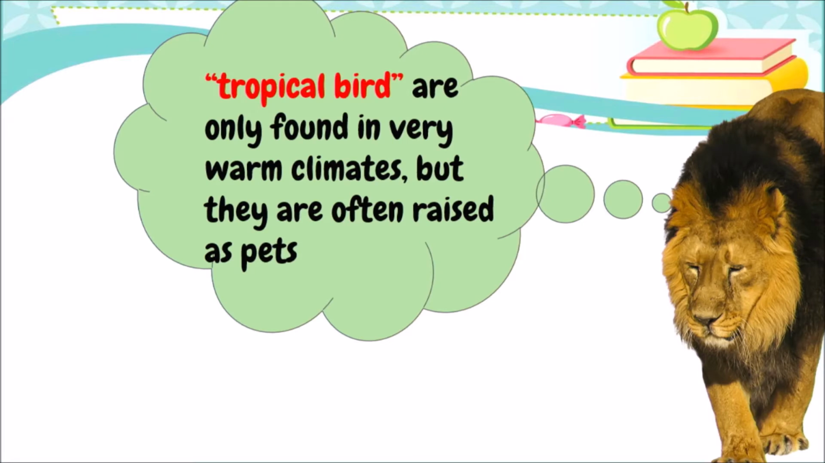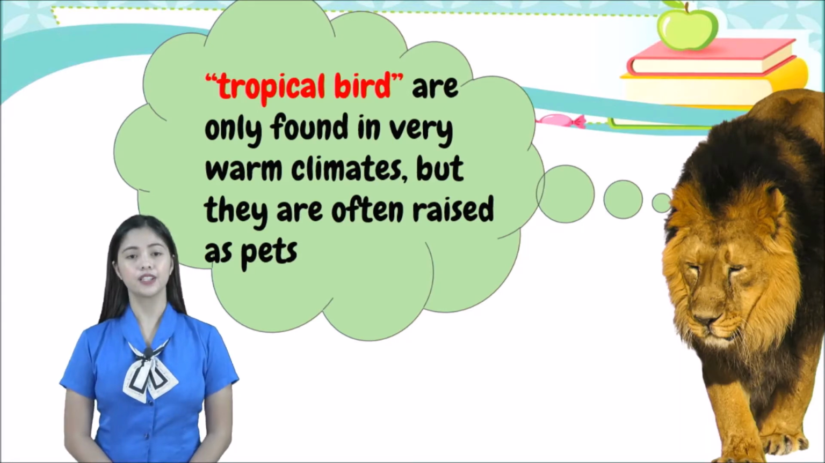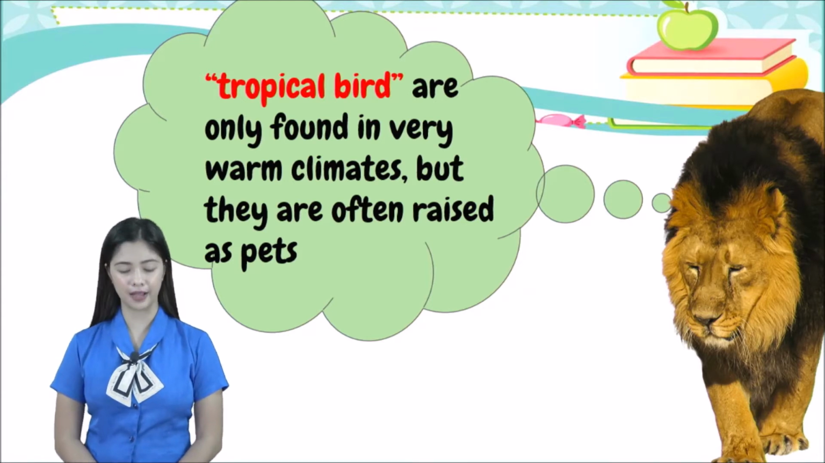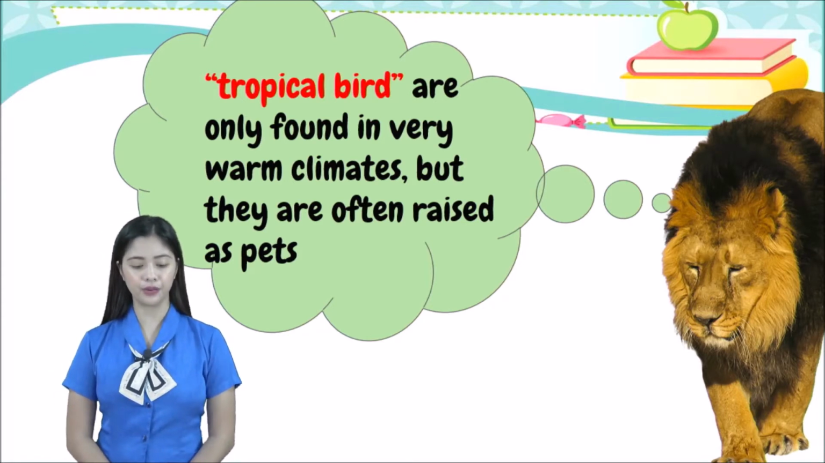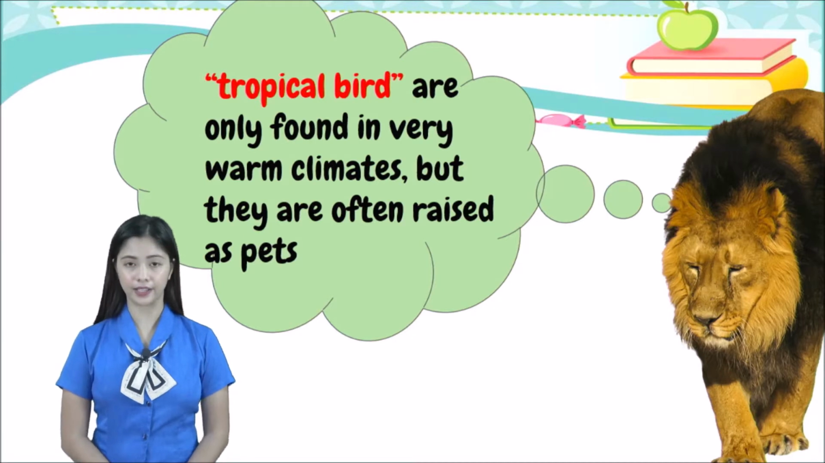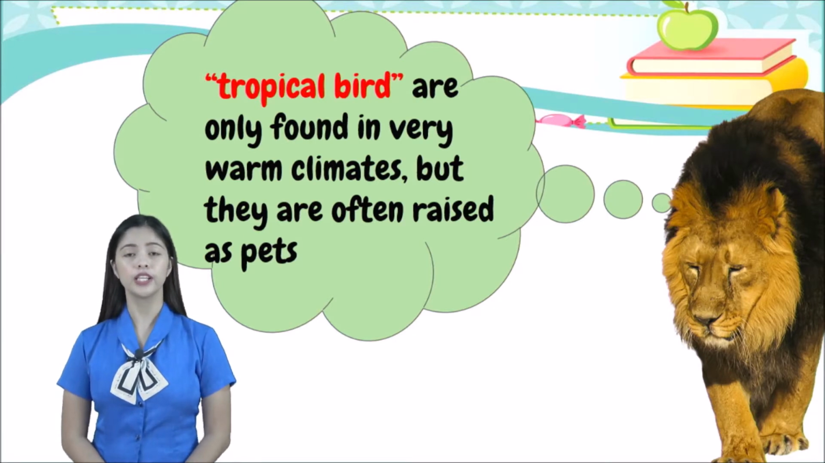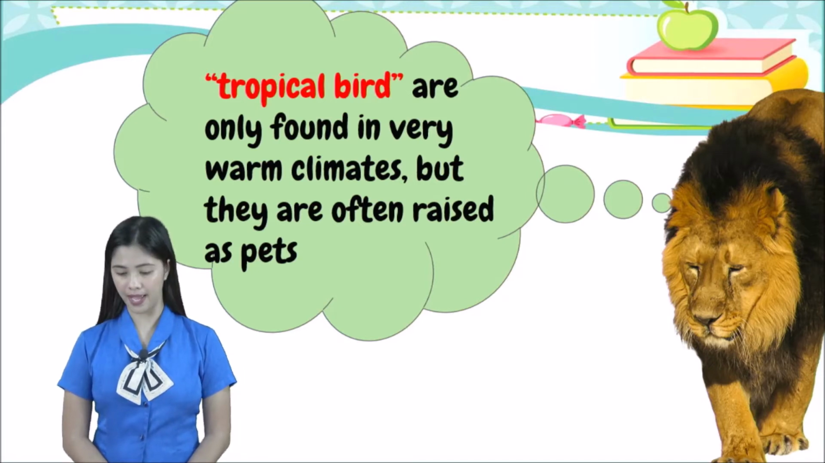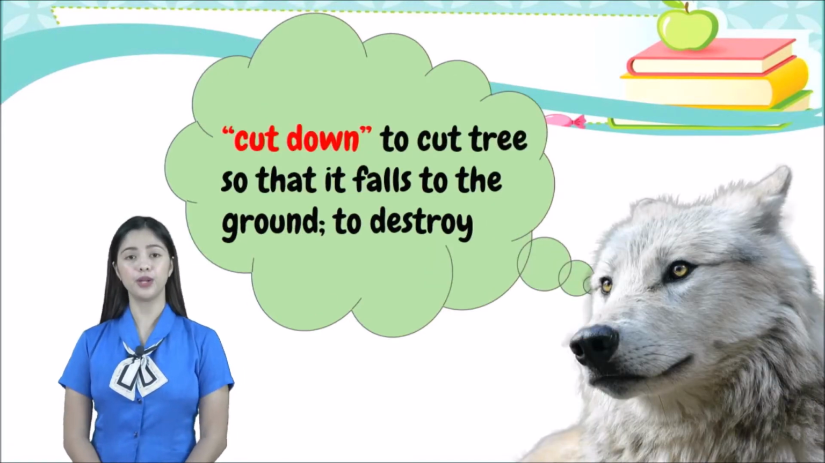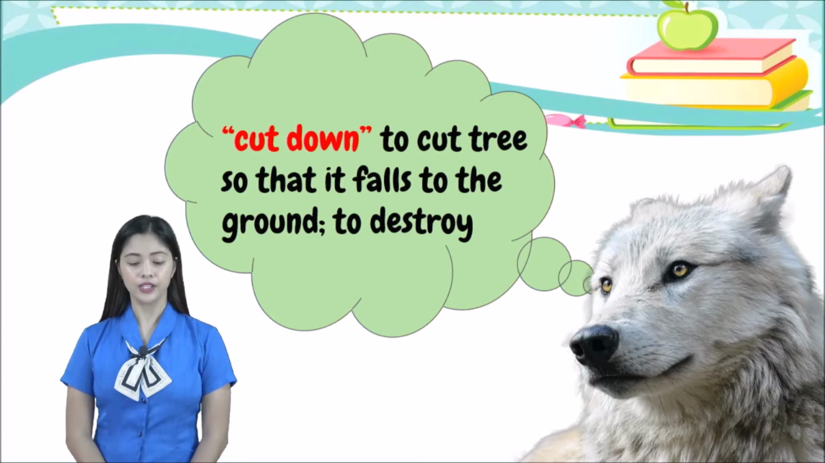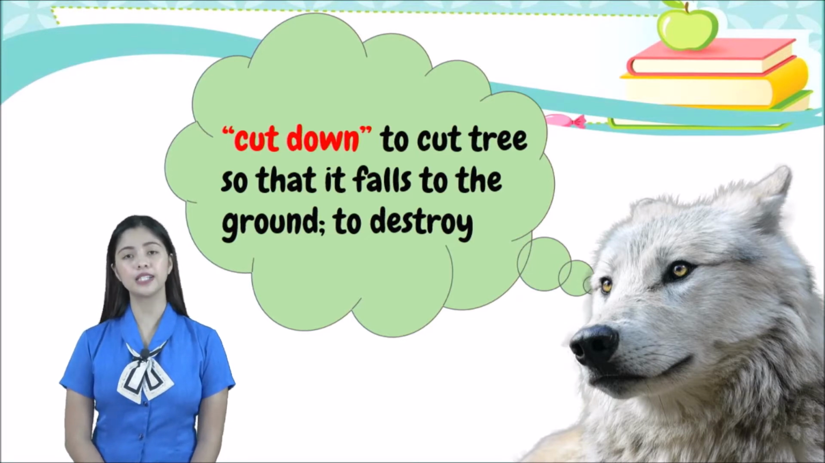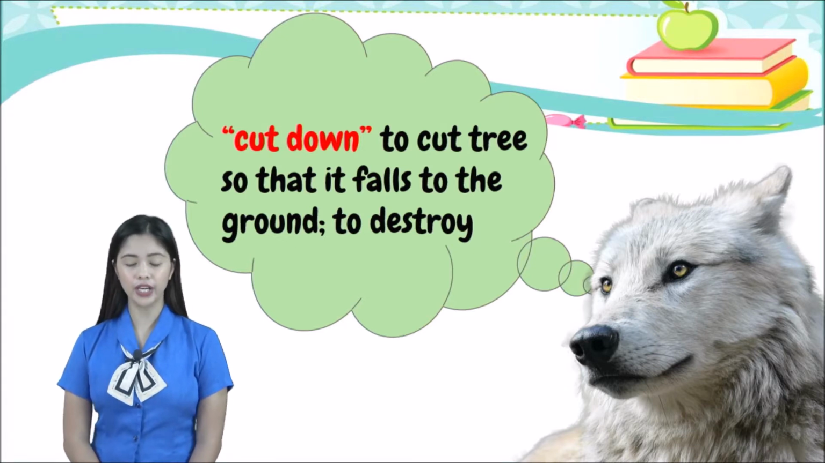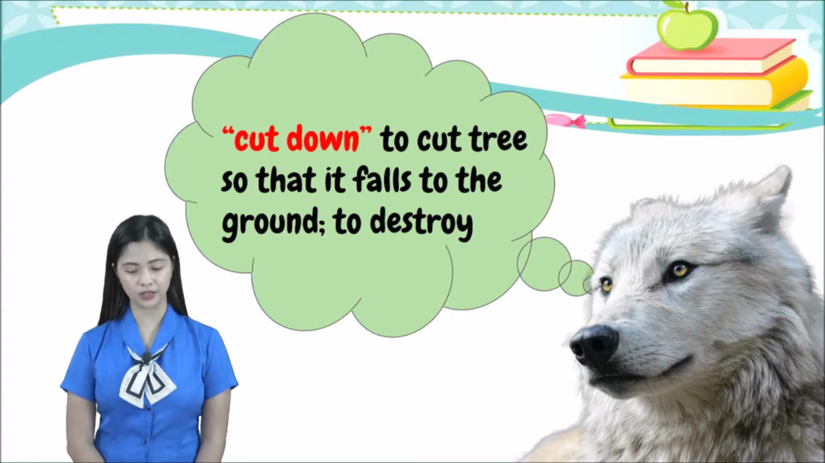Next one, we have tropical bird. Tropical birds are only found in very warm climates, but they are often raised as pets. Later on, I will show you some tropical birds that we can raise as our pets. Next one, we have the word cut down. When we say cut down, kids, it means to cut a tree so that it falls to the ground, or to destroy the trees.